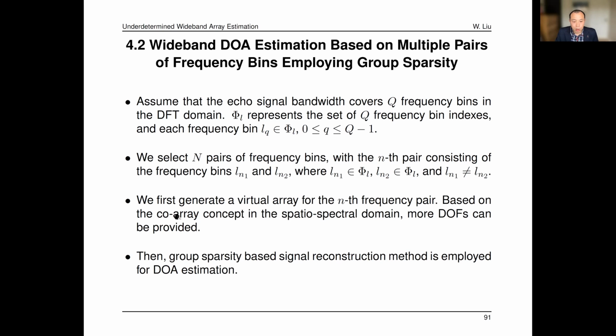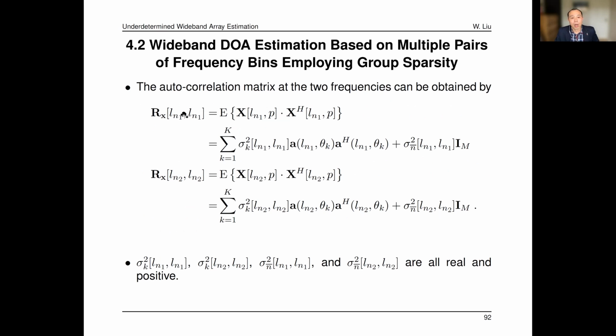Based on this coarray concept in the spatial spectral domain, more DOFs can be provided. After this, we can extend it to multiple frequency pairs and use group sparsity. So that's the whole approach. Now in detail, first we calculate the covariance matrix for the two different frequency bands. So L_n1, that's the autocorrelation matrix for this frequency band L_n1.